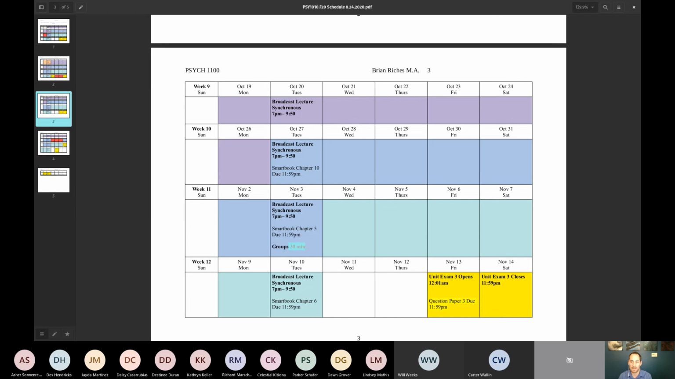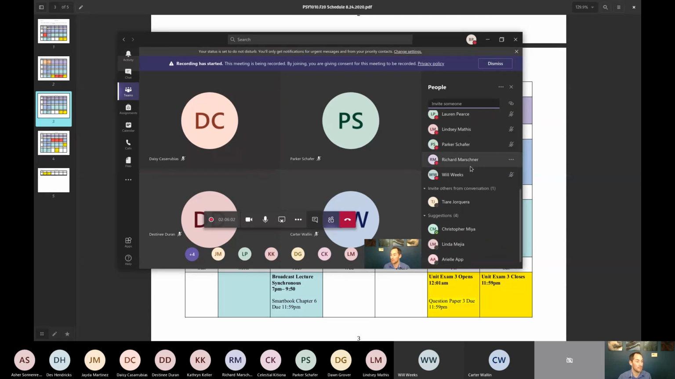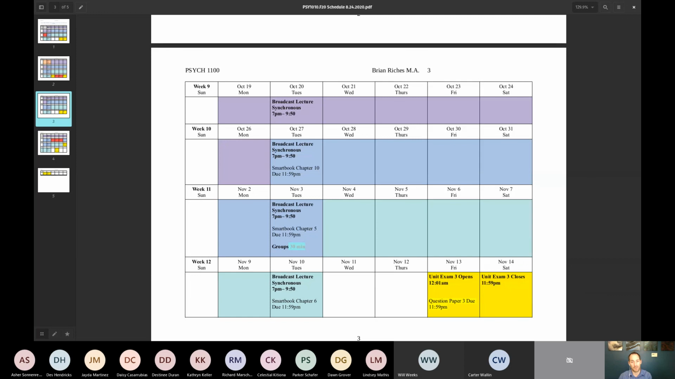Hopefully most of your group members are here. Looks like we've got 15 students currently in the class. So if there's members of your group that aren't there, I can show you this right now, actually. If there are members of your group that are not there, you can type their name in and invite them. So let's say Christopher Maya was in your group, you could literally invite them to it. You could say, hey, come and join a meeting right now. So you could do that to help encourage them to come and join, to see if they're available right now.